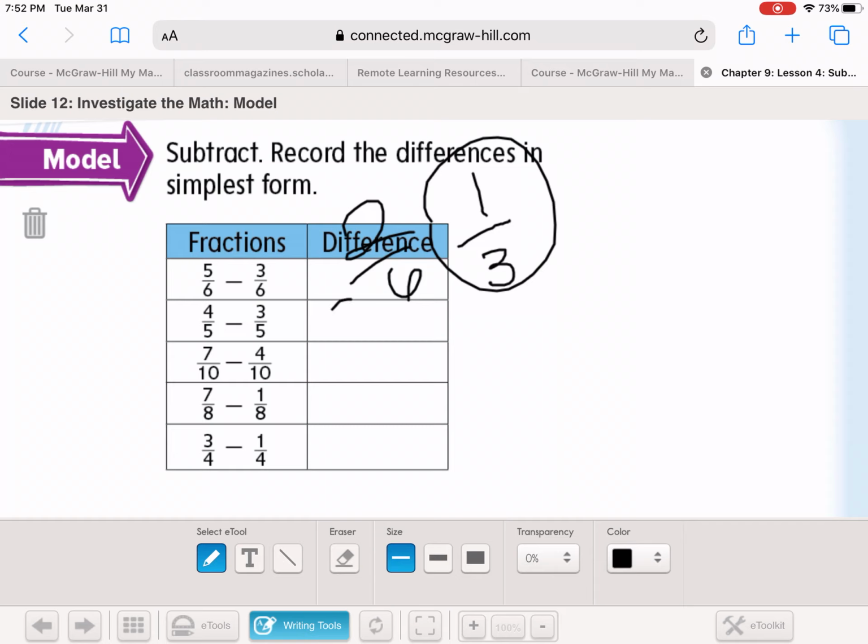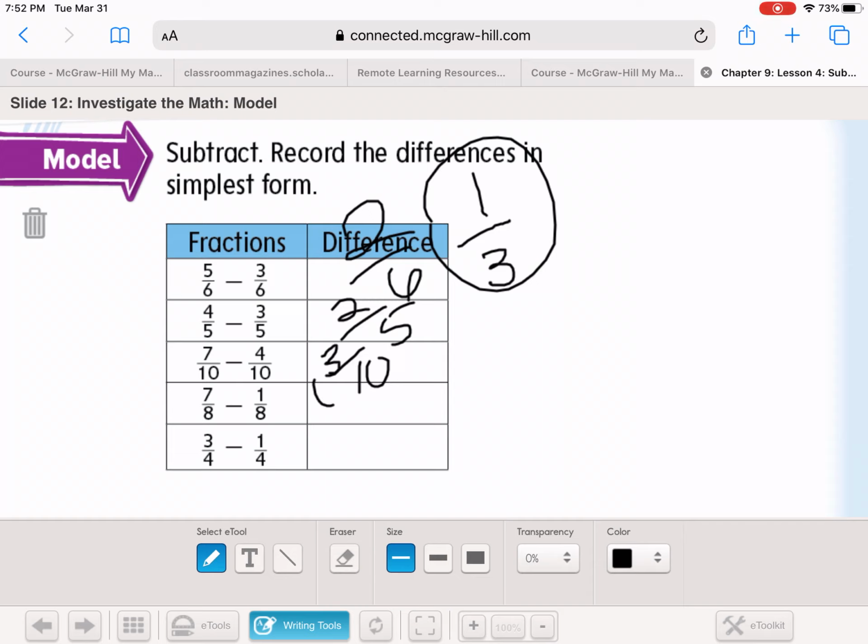4/5 minus 3/5 is 2/5. That's already in simplest form because there's not a number that goes into 2 and 5. They're both prime numbers. 7/10 minus 4/10 is 3/10. There's not a number that goes into 3 and 10 evenly. Like 3 can go into 3, but 3 can't go into 10 evenly.